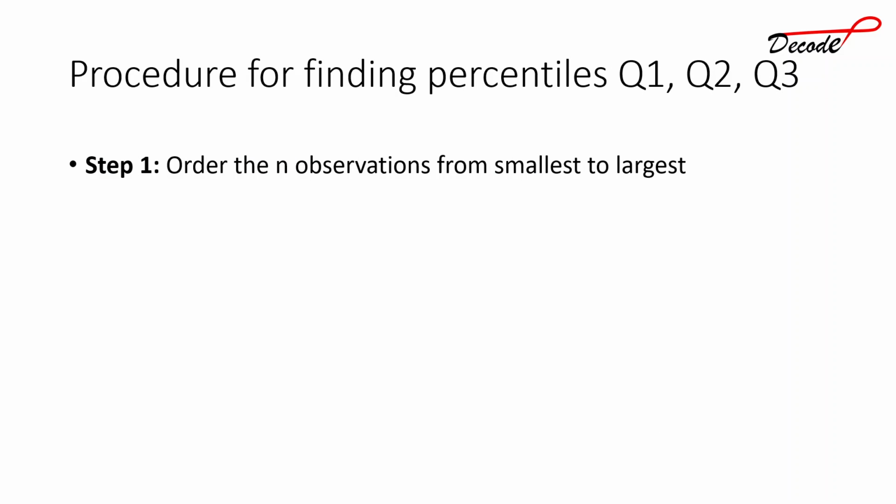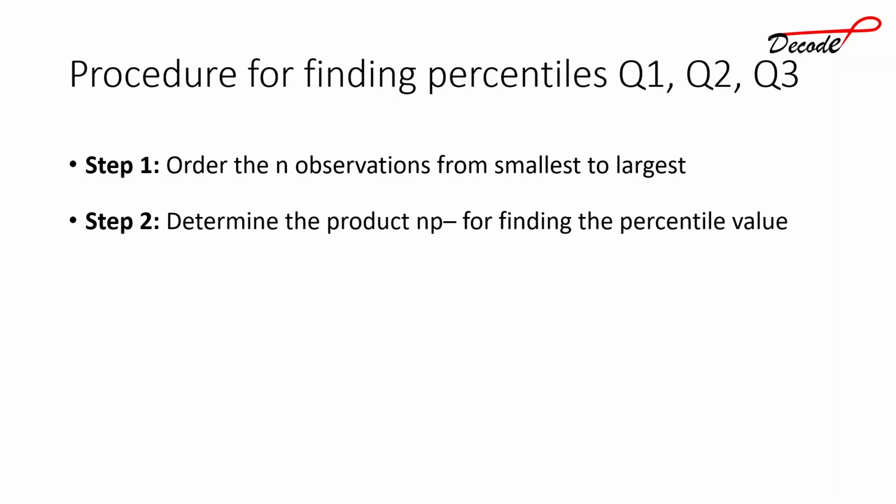So we will see the procedure for finding percentiles, or quartile boundaries Q1, Q2 and Q3, or at which position we will get Q1, Q2 and Q3. Step 1. We need to order the n observations from smallest to largest, in increasing order. Step 2. Determine the product NP. N means the number of values, taken from the first step, and P is the percentile value.